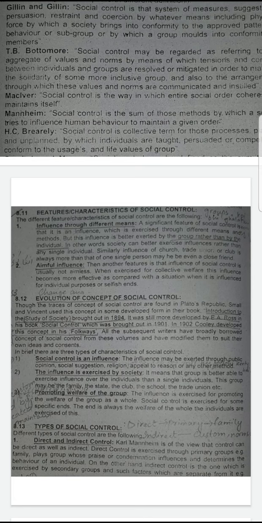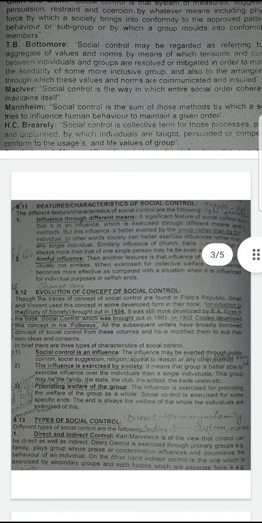Third is promoting the welfare of the group. The influence is exercised for promoting the welfare of the group as a whole. Social control is exercised for some specific end. The end is always the welfare of the whole. The individuals are the exercise of this.